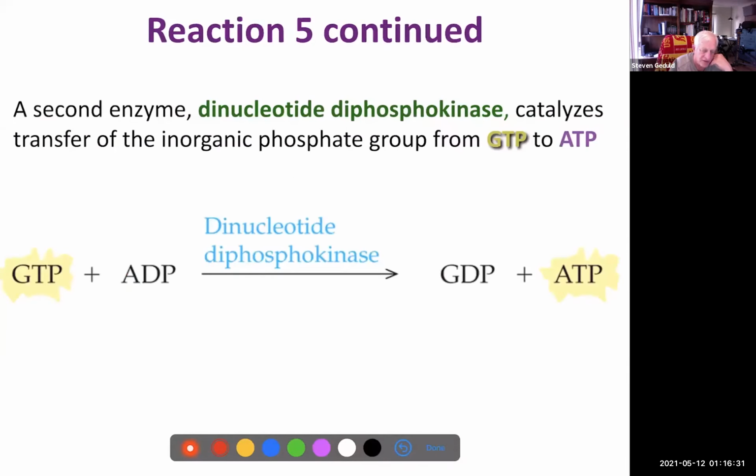Okay. Now the second part of step 5 is that GTP that was produced uses that high energy bond, that phosphorus bond, to bind with ADP and convert it to ATP. So one GTP goes to one ATP. Okay. The enzyme that does that is dinucleotide diphosphokinase.